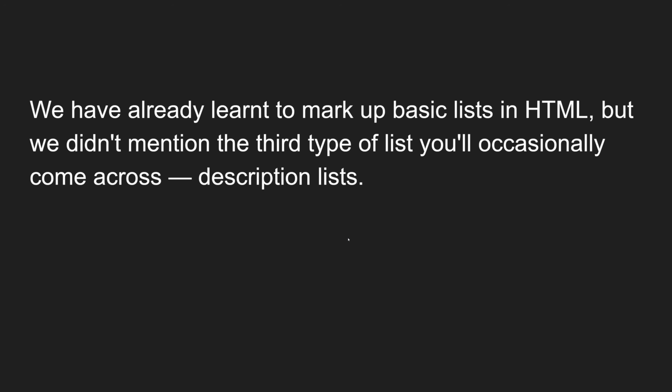Now HTML has another type of list, that is nothing but the description list. This description list is rarely, occasionally used. So let's see what it is and how we can write it. We have already learned to mark up the basic lists in HTML, those are the unordered list and the ordered list. But we didn't mention the third type of list you will occasionally come across, that is called the description list. So let's try to see this one.